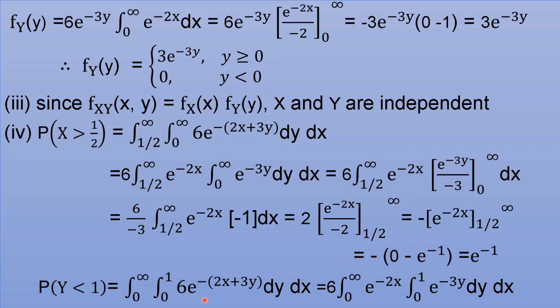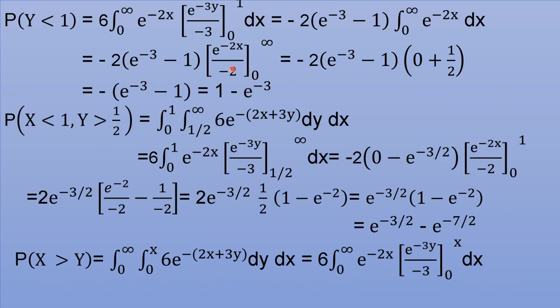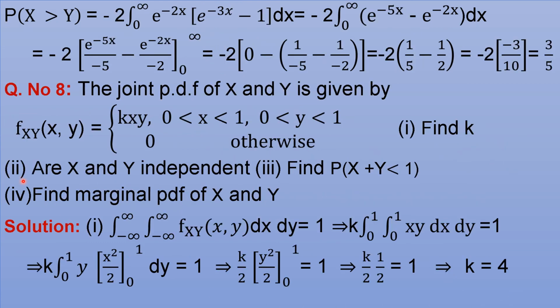Then fxy of x comma y is a into, a is 6, 6 into e power minus (2x plus 3y) dy dx. 6 can be kept outside the double integral symbol. Integration with respect to y. So first keep this e power minus 2x as it is. Integral from 0 to 1 e power minus 3y dy dx. First calculate the inner integral. Integration of e power minus 3y. Then integral 0 to infinity e power minus 2x. Difference of e power minus 3y at the limits, which will be e power minus 3 minus e power 0.